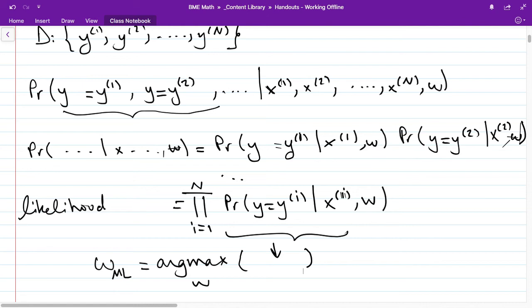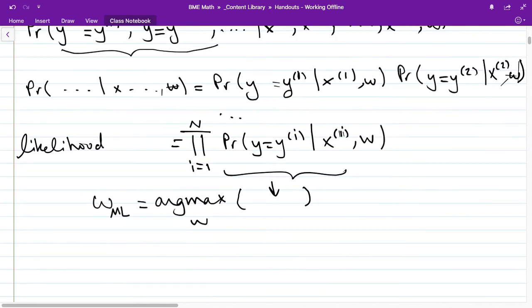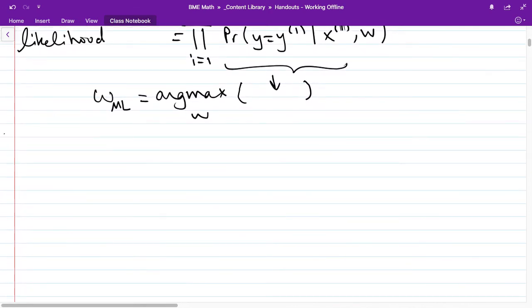So maximum likelihood starts with a probabilistic model that relates the things that you measured to the things you're trying to estimate. And maximum likelihood is a process by which you make it most likely that the data that you saw comes from the model that you hypothesized. So let's do some examples of this.